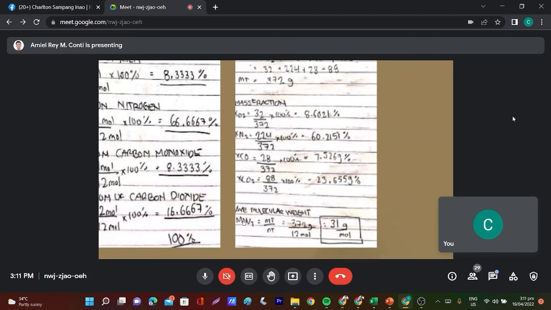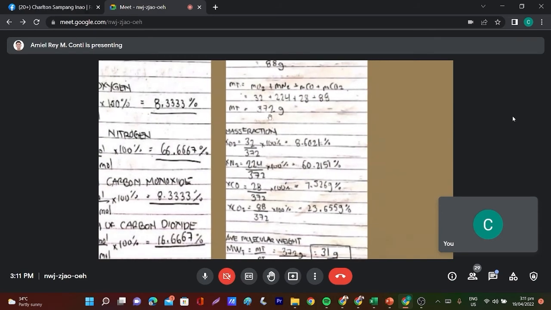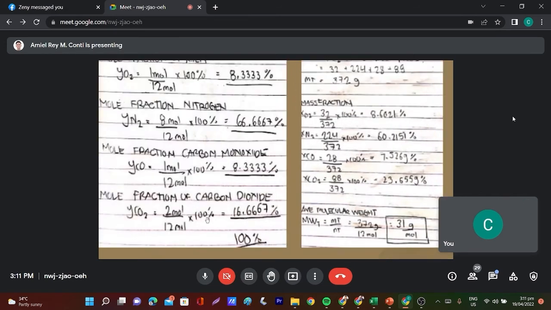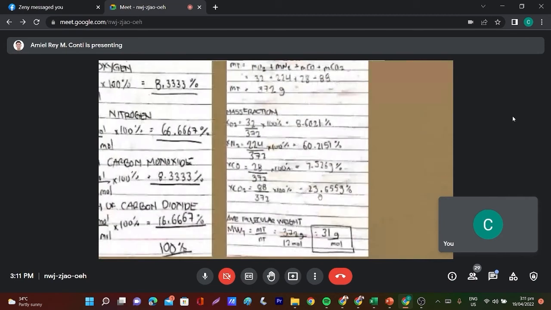Then, para malaman po natin yung average molecular weight, we get the total mass, 372 grams divided by the total mole of 12 mole. 372 grams divided by 12 mole, we get 31 grams per mole.